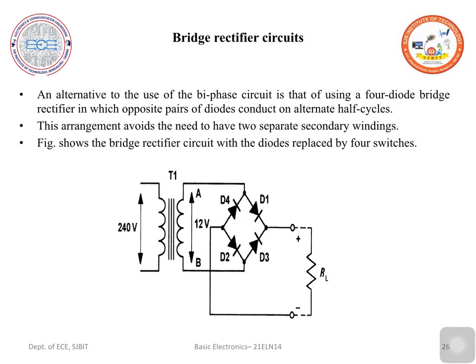because here we don't need center tap transformer which is bulky. Here a simple step down transformer is used. But instead of 2 diodes in center tap full wave rectifier, here we need 4 diodes. So this is the alternative to the use of biphase circuit.